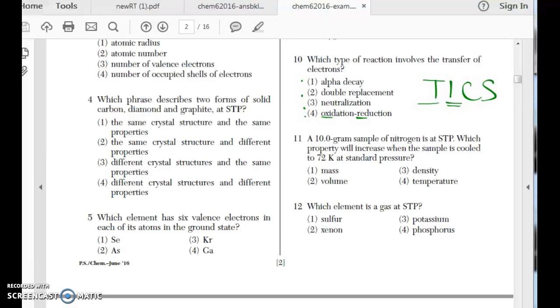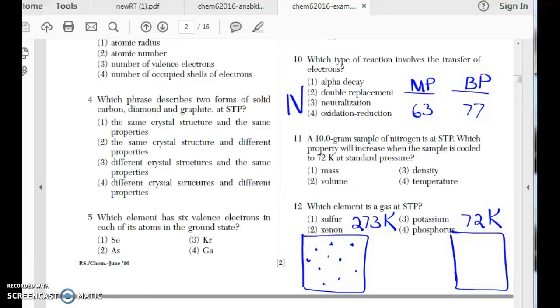If you remember, in redox, the oxidation are the big losers. They lose electrons, and electrons are transferred from oxidation to reduction. Alpha decay is nuclear chemistry, has nothing to do with this. Double replacement, remember, has nothing to do with electrons. And neutralization is a kind of double replacement reaction, so therefore also has nothing to do with electrons.